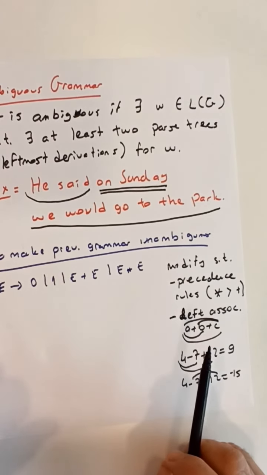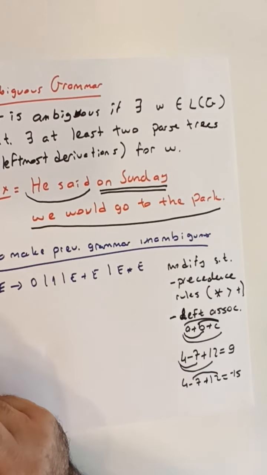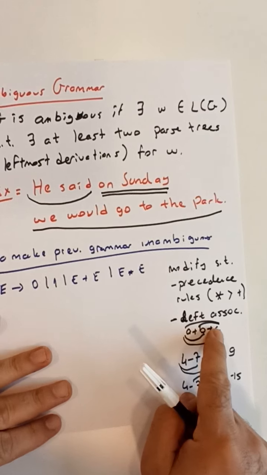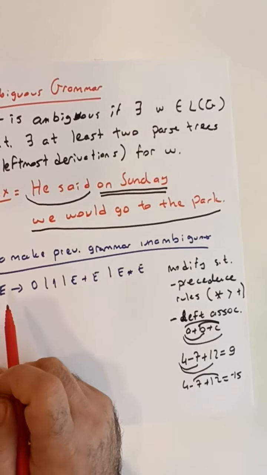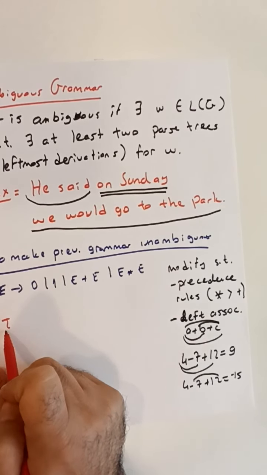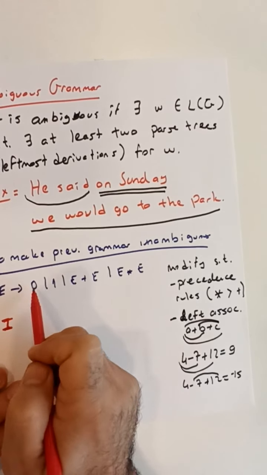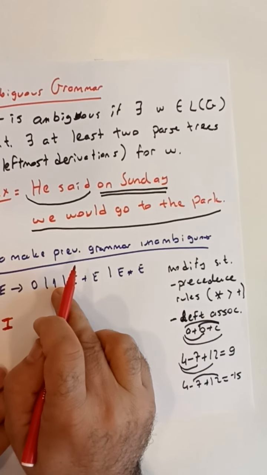To implement the precedence rules, we will need to introduce new variables for higher precedence operations, and to implement the type of associativity that we want to impose, we will need to be careful about the order of variables in our rules. So these will be the two main ideas. For precedence rules, as we said before, we need new variables. So we will introduce first a new variable I corresponding only to our numbers, because numbers have actually the highest precedence.